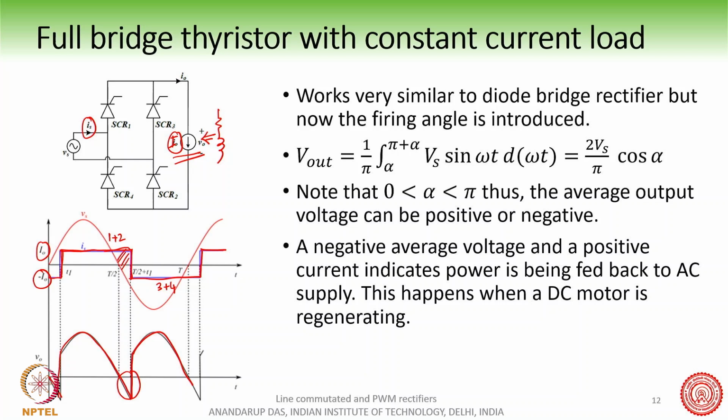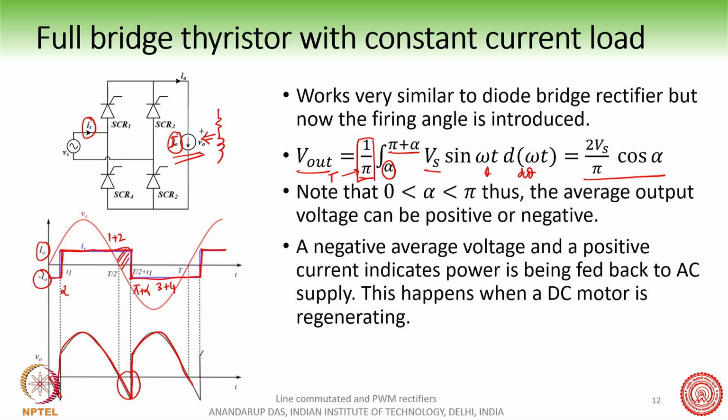So what is the average output voltage? Again, you can integrate 1 by the time period. This angle is alpha here, and it will go on till pi plus alpha. So integrating from alpha to pi plus alpha, and the time period is pi, so 1 by pi, alpha to pi plus alpha, Vs sine theta d theta. And this will come out to be 2Vs by pi cos alpha.